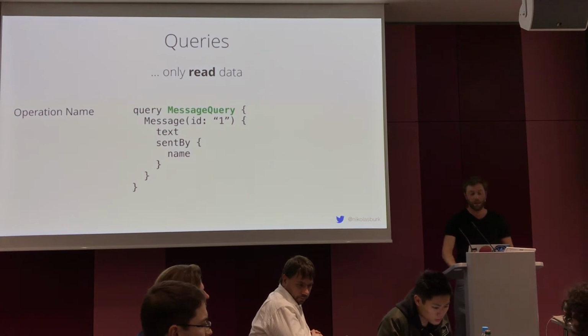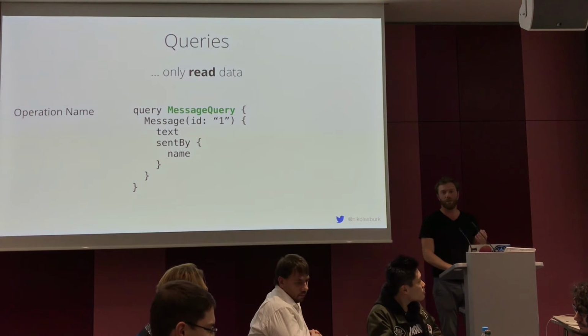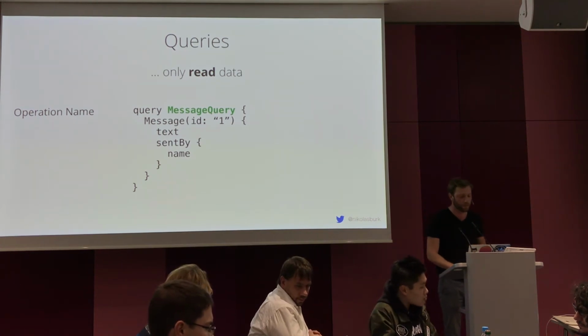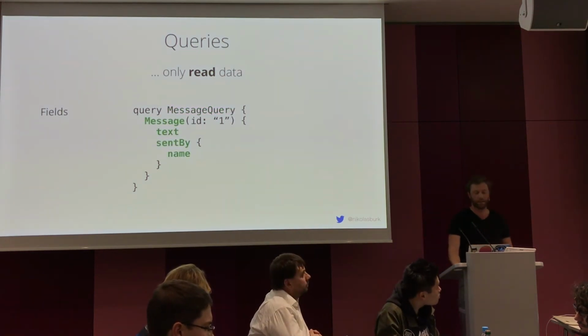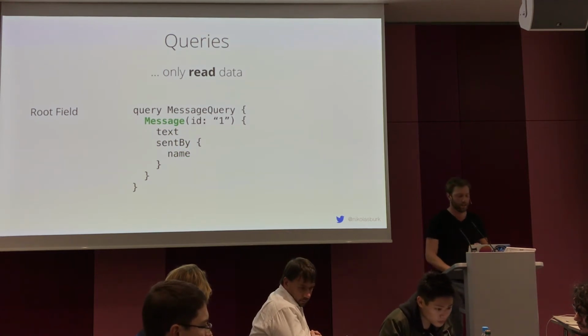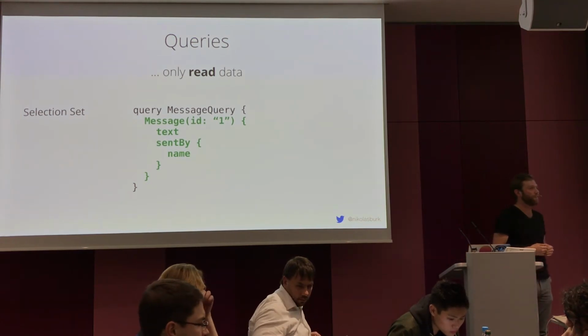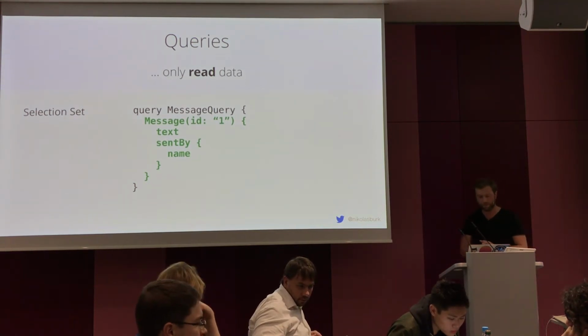We then have the operation name, which is also optional. You don't have to give your query a name. And then we have a number of fields. The first of these fields is called the root field. And all fields together, including their arguments, are called the selection set of the query.